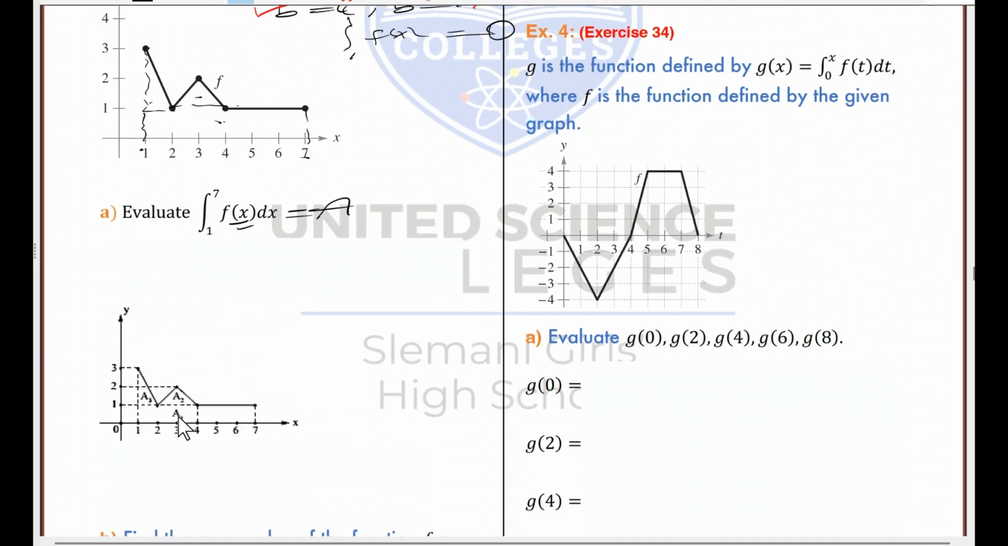So now, what is the area of A1? A1 is a rectangle. Area of a rectangle is base times height. So what is your base? From 1 to 7, you have 6 units. Multiplied by height, you have just 1.